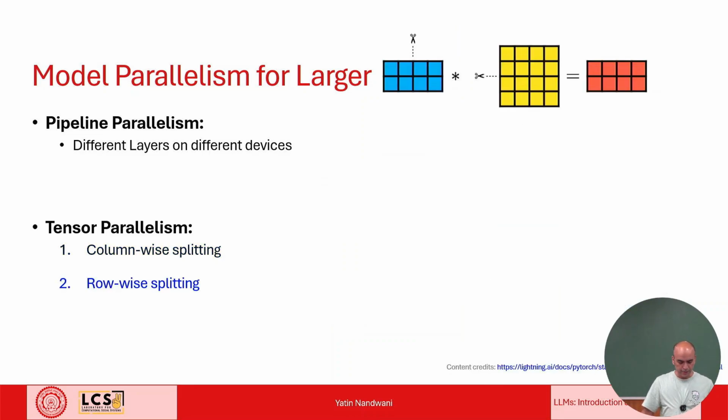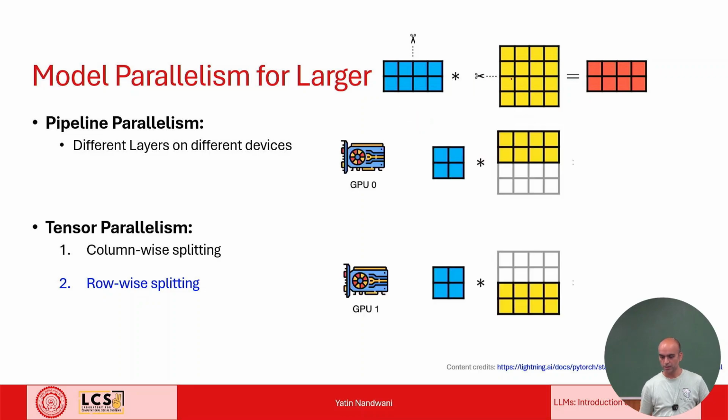Similarly, there is another way which is called row wise splitting. In row wise splitting, what we are doing is this. Again, this is the input, and this is the weight matrix. We will cut this by rows. So on GPU 1 we have this row.